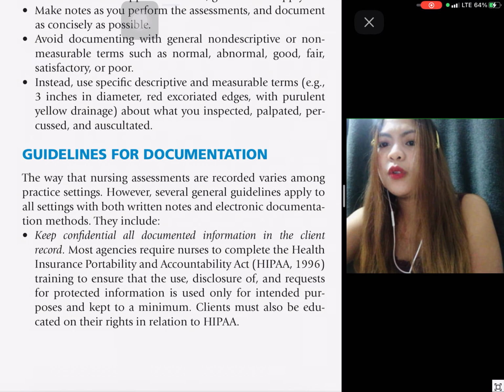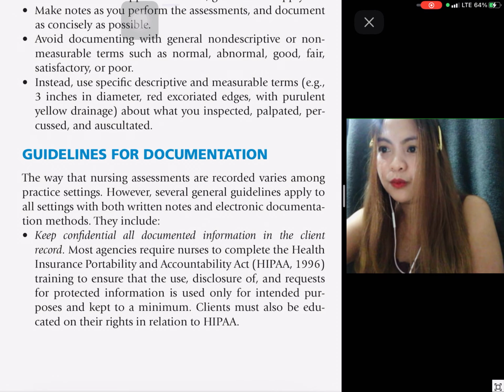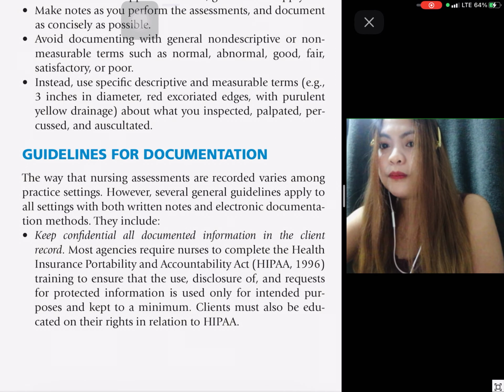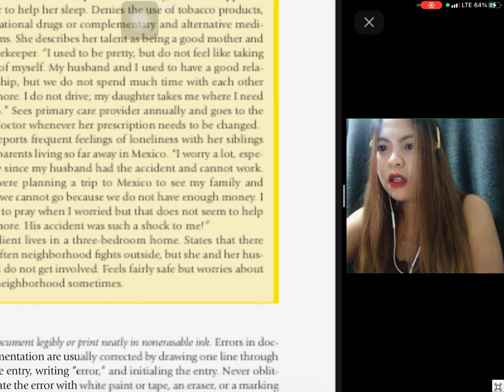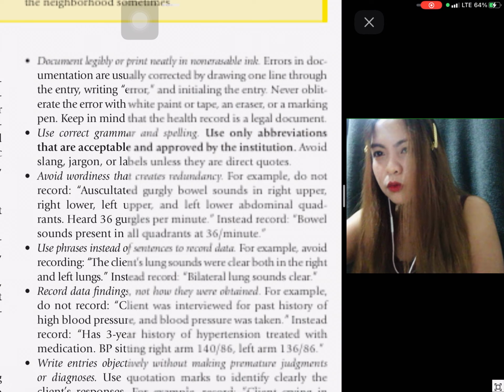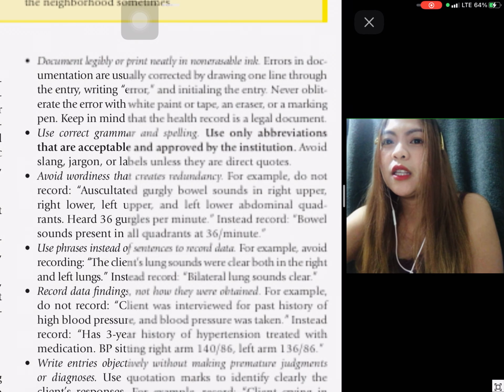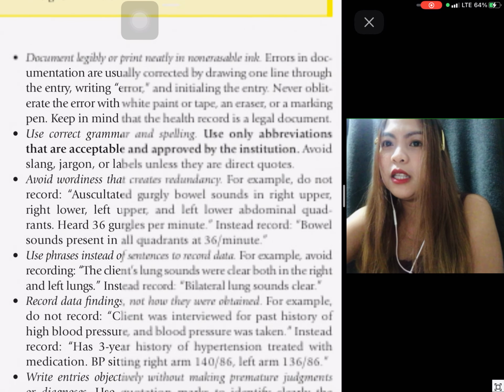So, syempre, dapat i-educate din natin yung client about their rights regarding sa Health Insurance Portability and Accountability Act. Ewan ko sa US to eh. Dito sa Pinas, hindi ko masyadong alam kung ano yung tungkol dun. So, importante rin na we have to document legibly. Hindi ako magaling dito. Legibly or print neatly in a non-erasable ink.